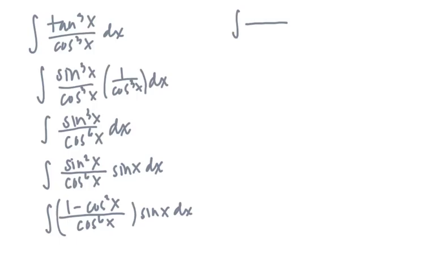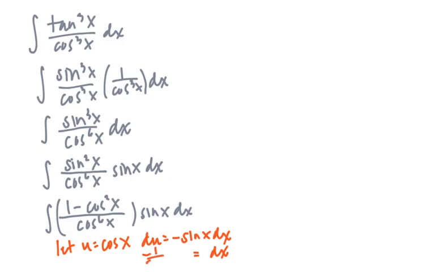I would split it, but it may be easier to do u sub here first. Yeah, let's go ahead and do that. Let's let u equal cosine x. Then du is negative sine x. So dx is negative 1 over sine x du.